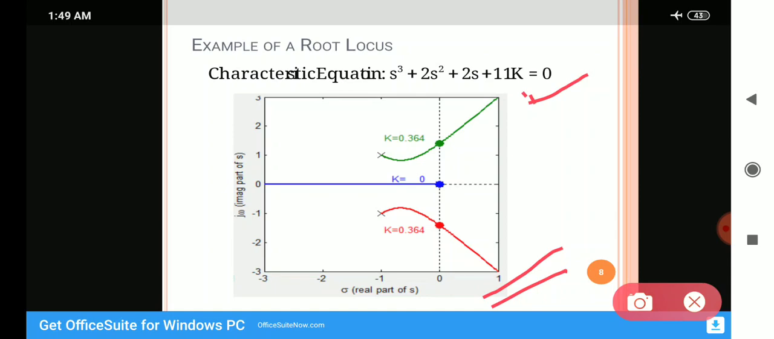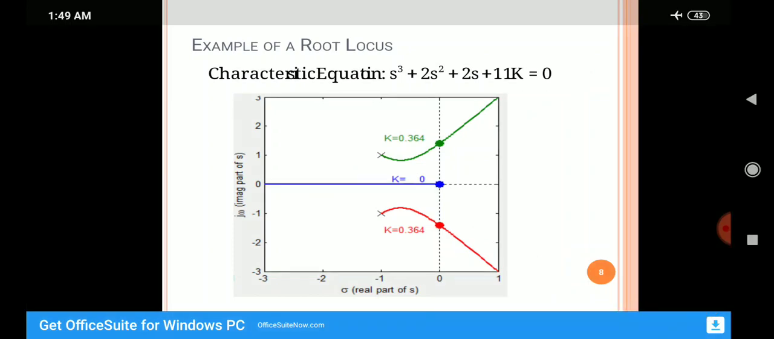Now as there are 3 poles, there will be 3 branches in the root locus. Here they are represented in blue, green and red. So these are the 3 branches of the root locus. Now if you observe, some part of this root locus is lying on the left hand side of S plane and some part of this root locus is lying on the right hand side of the S plane, and it is crossing the imaginary axis.